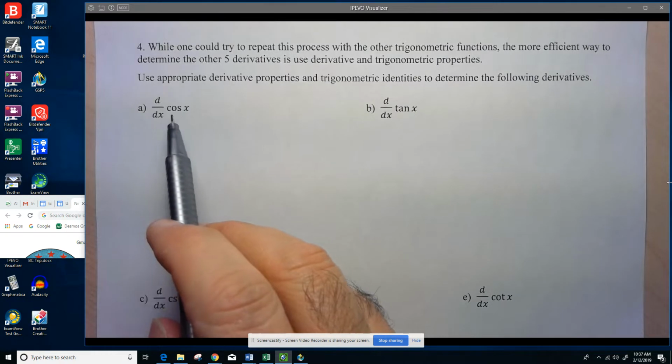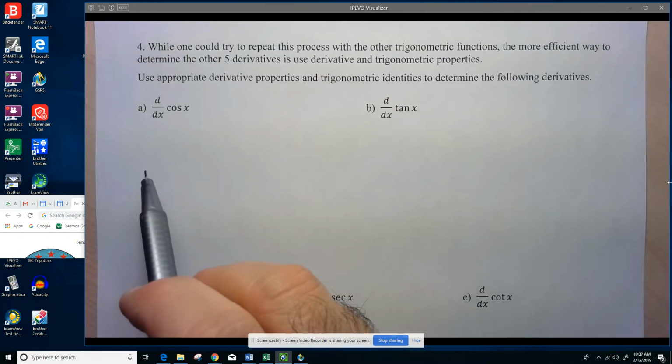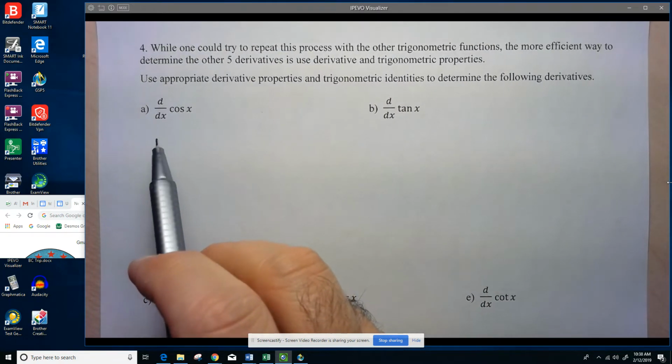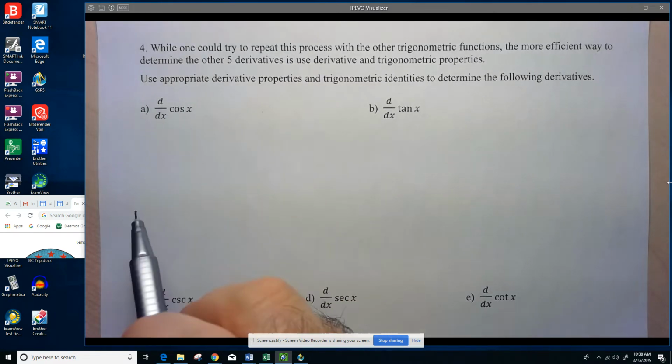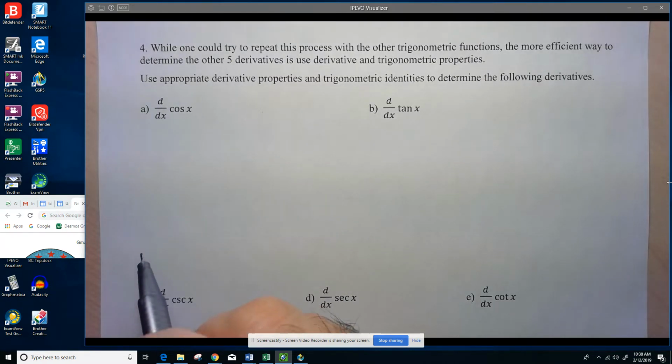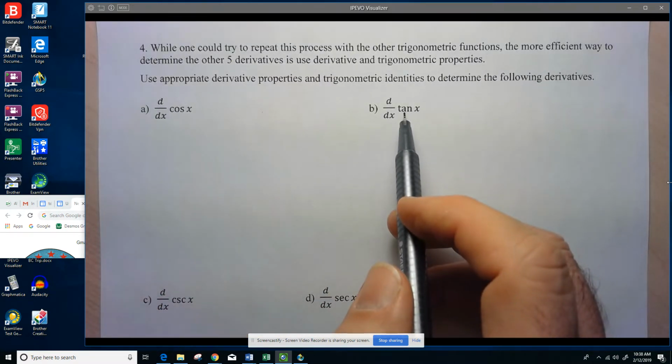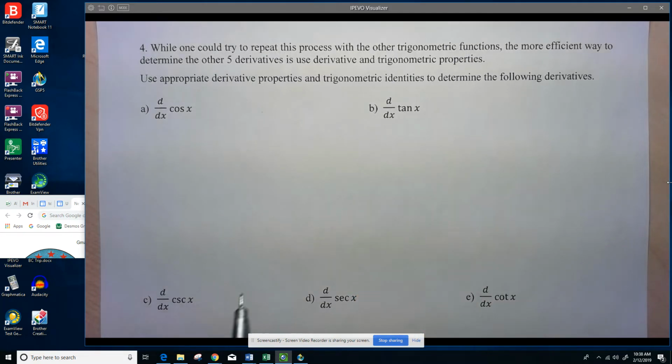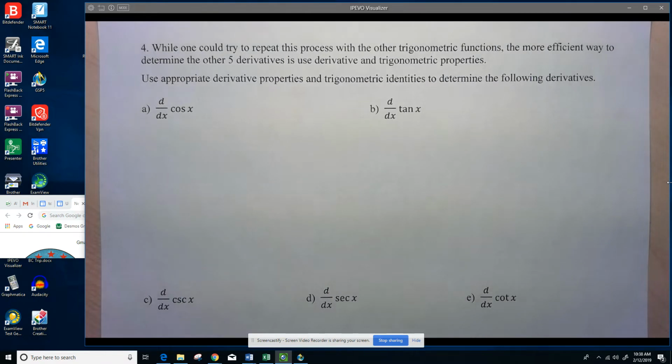So the question is, can I relate cos x to sine x? This is where you might want to take a look at your identity sheet and see if you can find something that relates cos x to something involving sine. Once you know cos x, you can just use the quotient rule to find tan. And for cosecant, secant, and cotangent, hopefully you'll just use your derivative properties to help you determine those derivatives. So take some time to try to do as many of these as you can, and then turn the video back on.